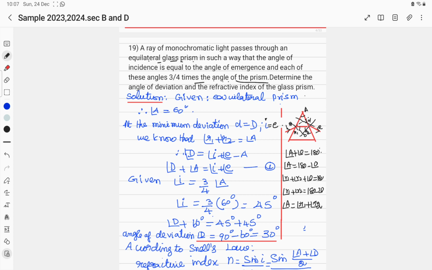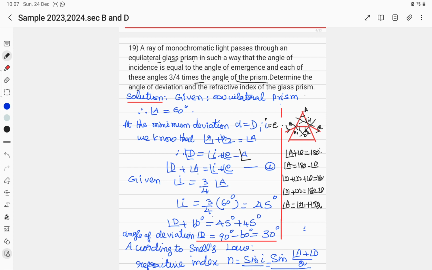In this triangle, angle R1 plus angle R2 plus angle O is equal to 180 degrees. Therefore, angle R1 plus R2 is equal to 180 minus angle O. Comparing these two, we get angle R1 plus R2 is equal to angle A. Then angle D, deviation, is equal to angle I plus angle E minus angle A.